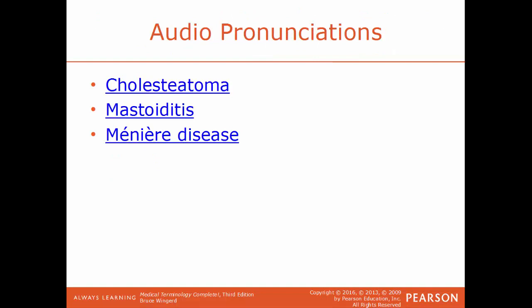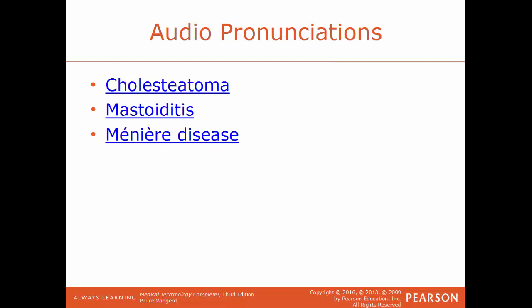Our first term, cholesteatoma. This is an abnormal, non-cancerous skin growth that's found in the middle section of the ear, right behind the eardrum. Mastoiditis is the inflammation of the mastoid process, which is found just behind the ear.